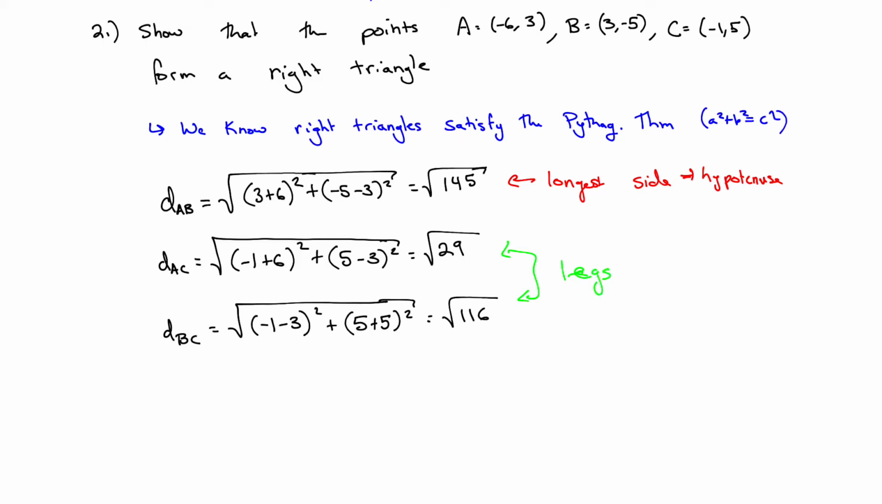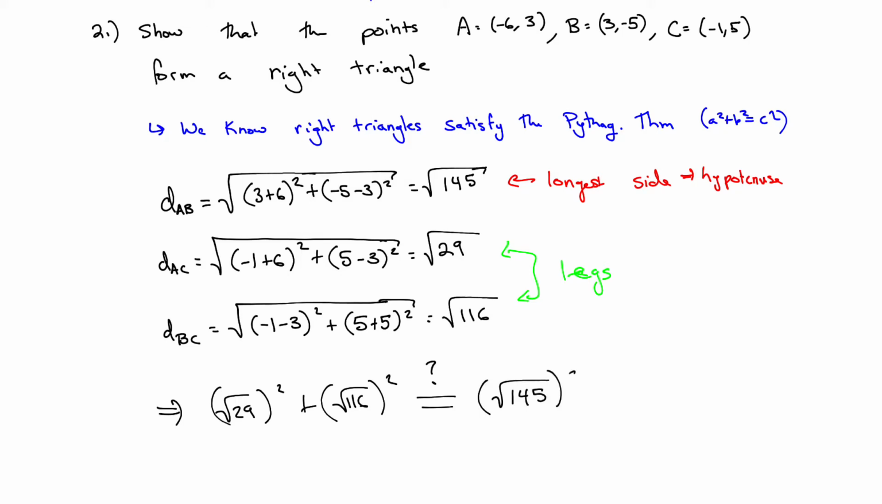Now we want to show that it satisfies the quadratic formula. So, does the square root of 29 squared plus the square root of 116 squared equal... I like to put a question mark over my equal sign, so I'm not saying that these things are equal. I'm wondering if they're equal. Does that equal the square root of 145 squared?